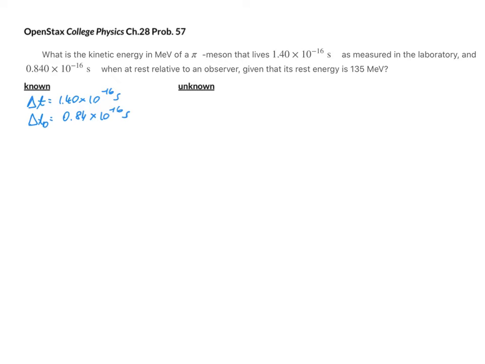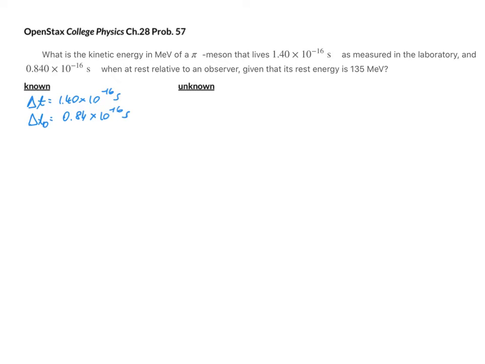So when we read through the problem, we're told that this amount of time is when at rest, so when the pi meson is at rest relative to an observer. That means that its time is measured at rest rather than the time of the meson here in a lab. So the meson is moving through the lab, and the lab is not stationary with respect to the meson. Here, the pi meson is moving in a lab, and its lifetime is measured in the same frame in which it's moving. So that's what makes this the proper time.